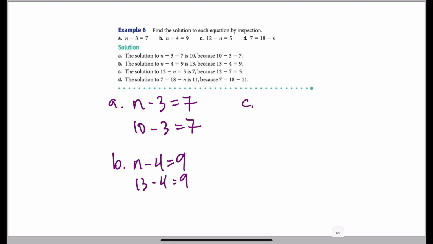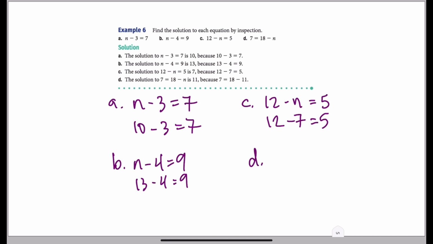And C, 12 minus a number equals 5. Let's try that again. I think I might have given it away because my brain was already working. 12 minus a number is 5. So 12 minus what number is 5? 12 minus 7 is 5.